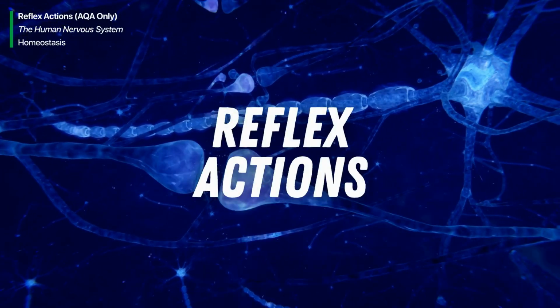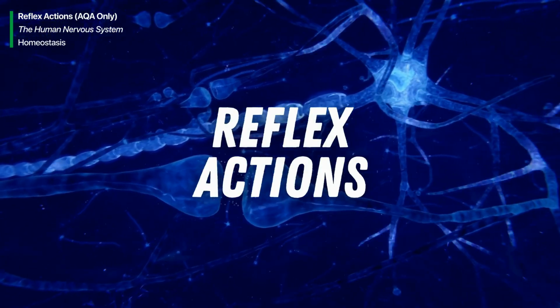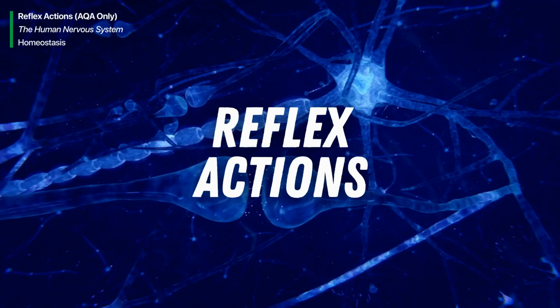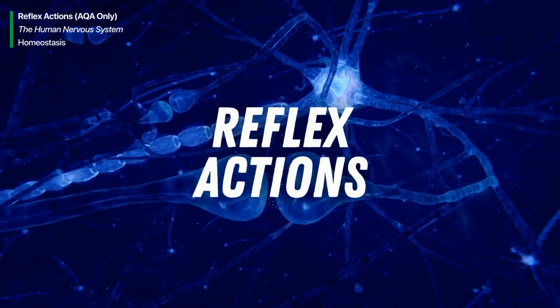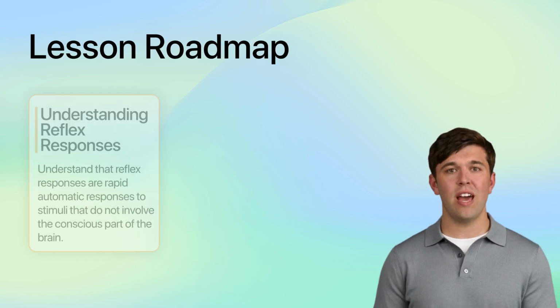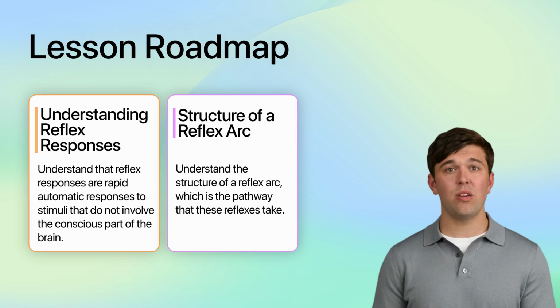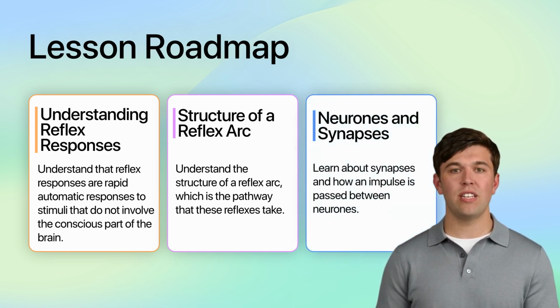Welcome to today's lesson on reflex responses, where we will explore the fascinating ways our bodies react rapidly and automatically to certain stimuli. In today's lesson, we will first understand that reflex responses are rapid automatic responses to stimuli that do not involve the conscious part of the brain. Then, we will delve into the structure of a reflex arc, which is the pathway that these reflexes take. Finally, we will learn about synapses and how an impulse is passed between neurons.